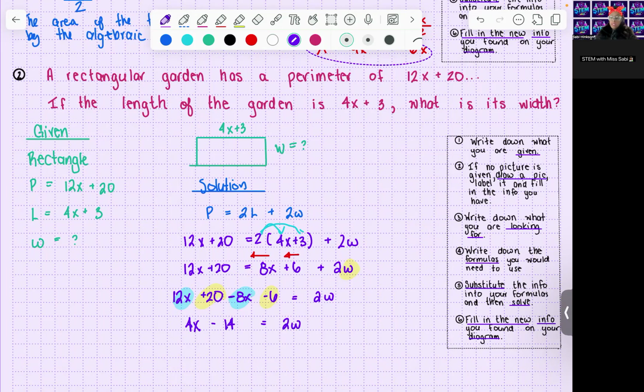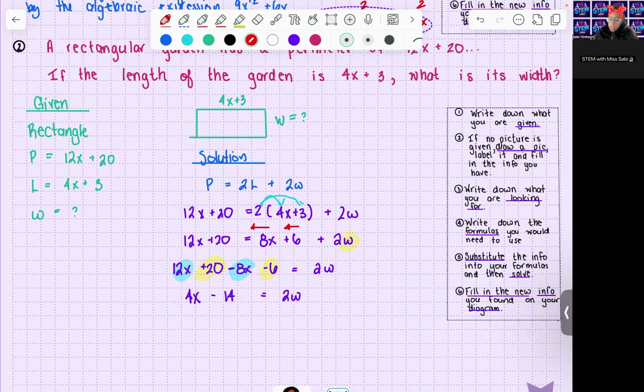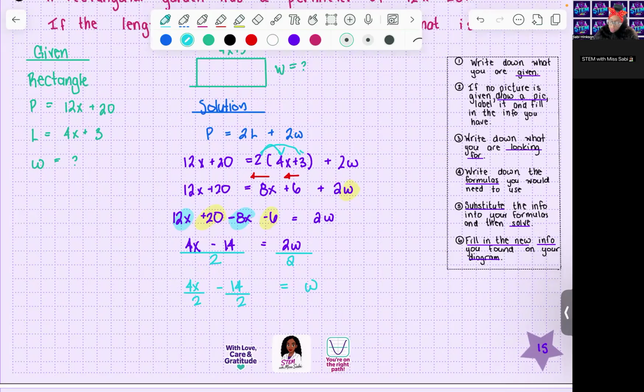Now, how do I isolate that w? Remember, if I want to get the w alone, I want it to equal 1. I got to divide by the coefficient. So I'm going to divide by 2. And what I do to one side, I have to do to the other. So what I end up with is 4x over 2 minus 14 over 2 is equal to w. So what do I have? I have 2x minus 7 is equal to w. So let's see what I have here.